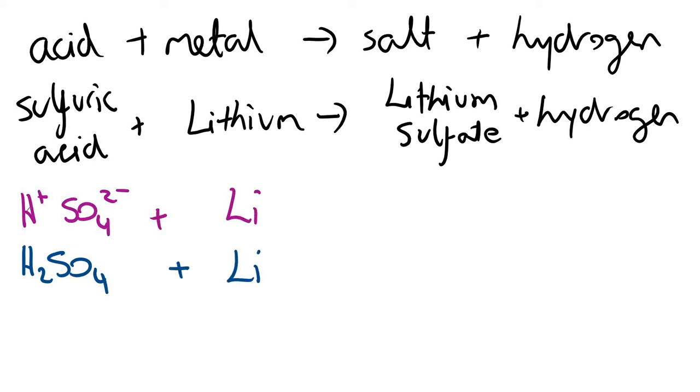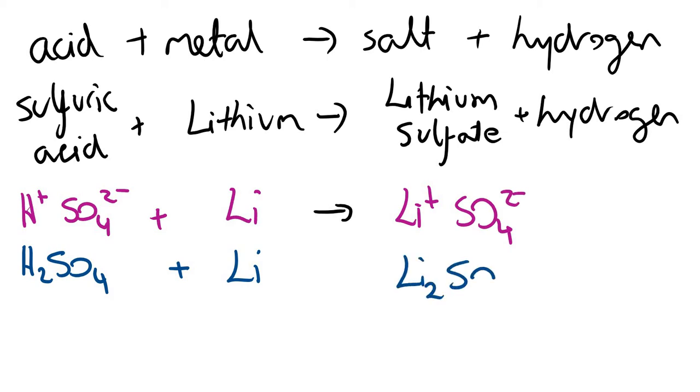They are going to react to produce lithium sulfate. Well, the ion for lithium is Li+. The sulfate ion over here is SO4 2-, so we need 2 lithiums for every sulfate, so therefore the formula of lithium sulfate is Li2SO4. And hydrogen is just hydrogen, it's a diatomic molecule, H2. Okay, this one's quite a straightforward one.